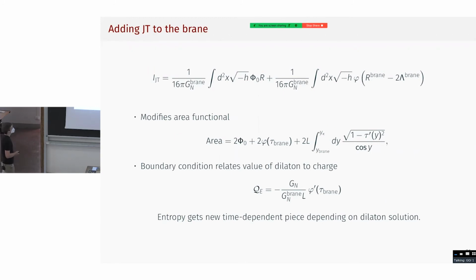Now, let's add JT to the brane. As I mentioned before, this modifies the area functional. Now you see that if you vary the area functional here, you get your boundary term, which is evaluated at the brane. Before, the variation needed to vanish, so this would set this charge QE to 0. Now the value of this charge QE needs to cancel a contribution which comes from the dilaton. And so if our dilaton is time dependent, this will also make this charge time dependent.